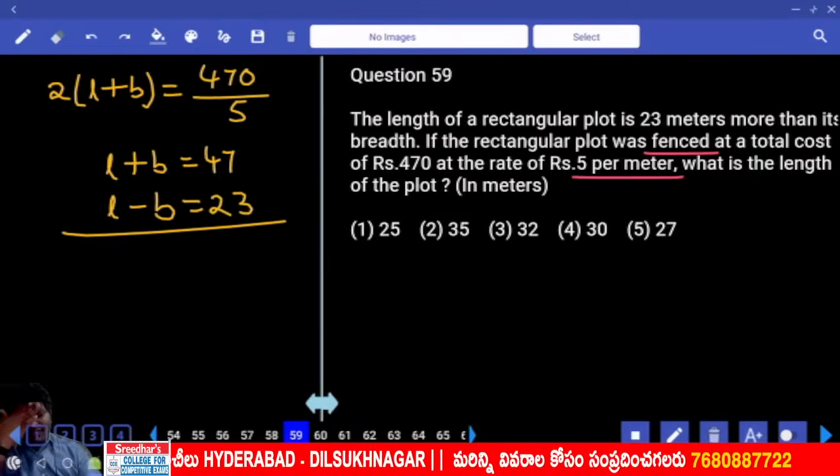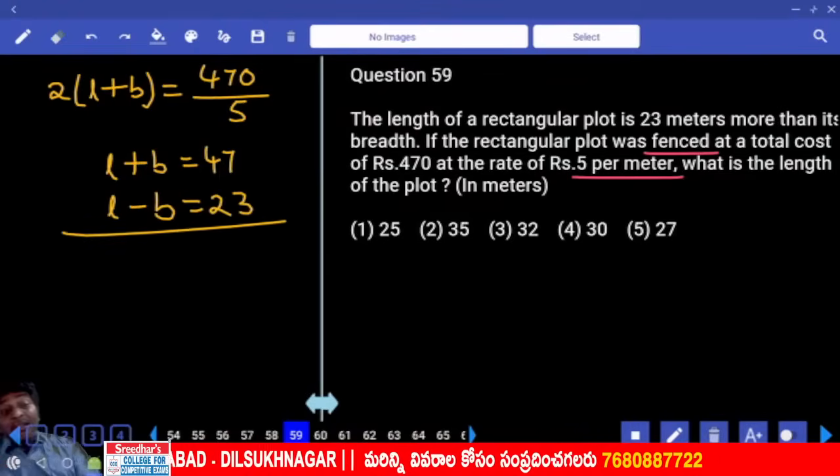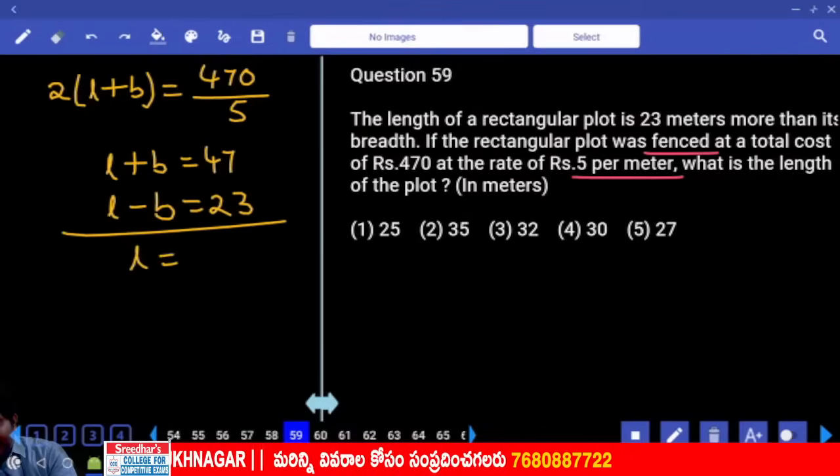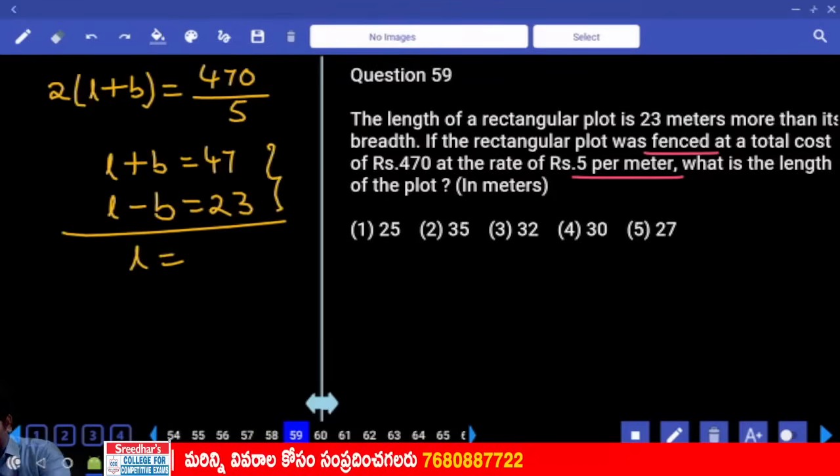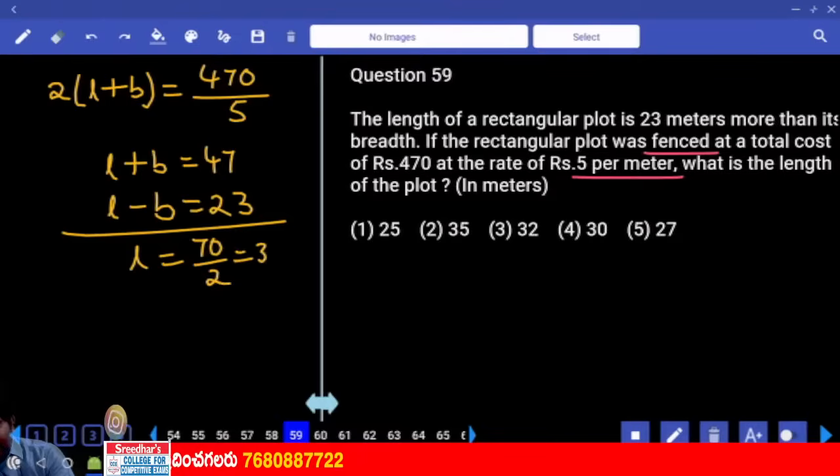Now go to your question. What is your question about? The length of the plot. How do you get the largest number? Sum divided by 2 only. Sum is 70, by 2. Answer 35.